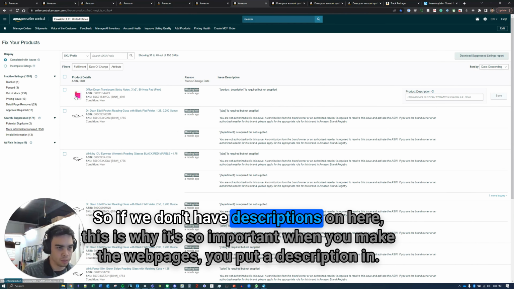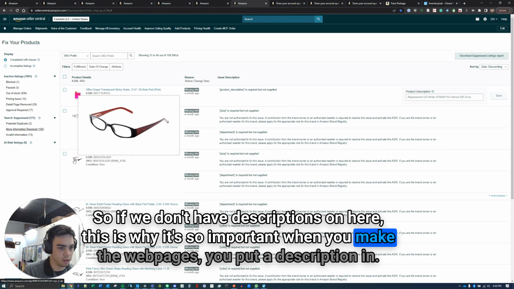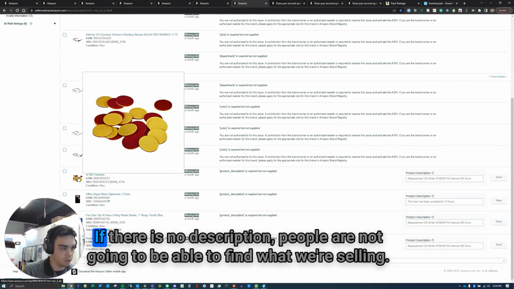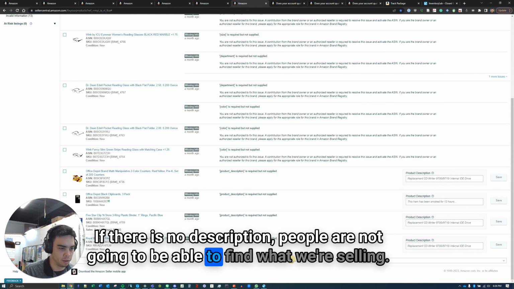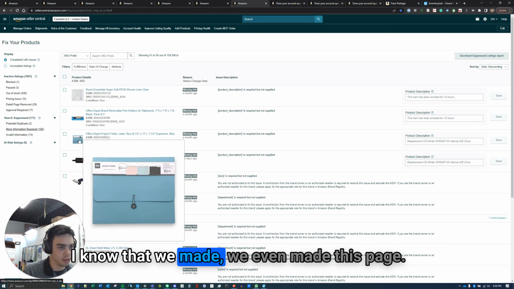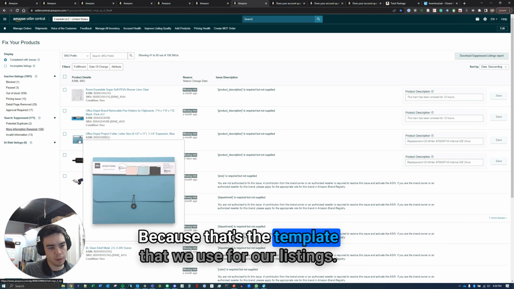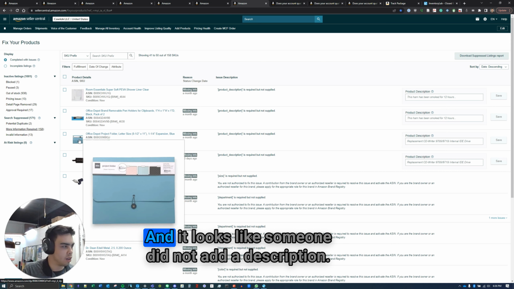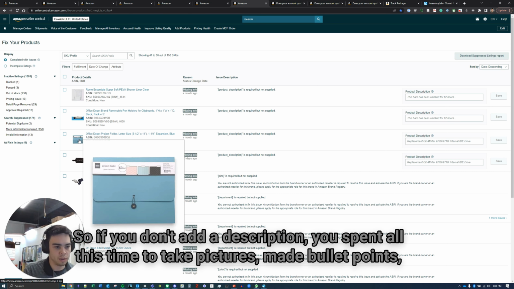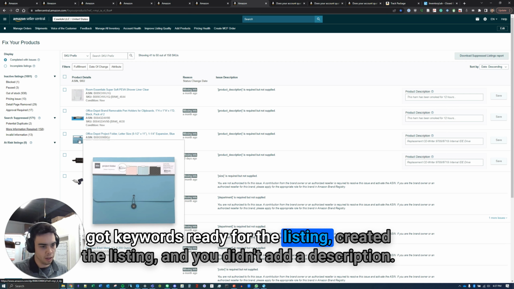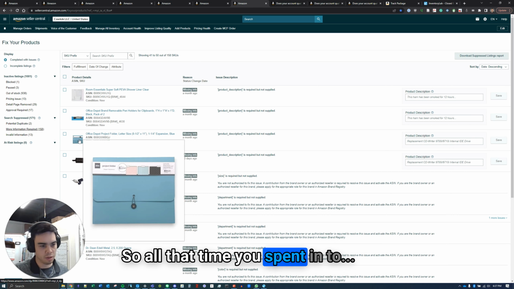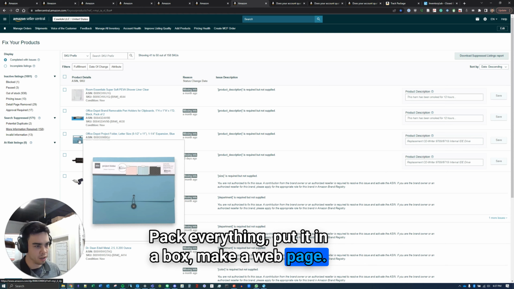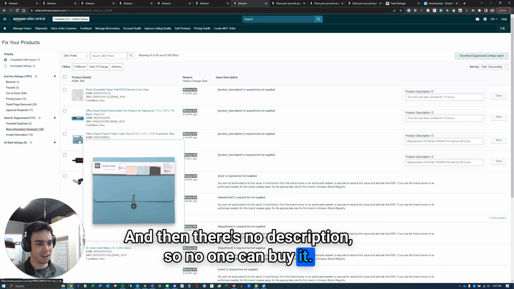So if we don't have descriptions on here, this is why it's so important when you make the web pages, you put a description in. If there is no description, people are not going to be able to find what we're selling. I know that we even made this page because that's the template that we use for our listings, and it looks like someone did not add a description. So if you don't add a description, you spent all this time to take pictures, made bullet points, got keywords ready for the listing, created the listing, and you didn't add a description. So all that time you spent to pack everything, put it in a box, make a web page, and then there's no description, so no one can buy it. It doesn't make any sense.